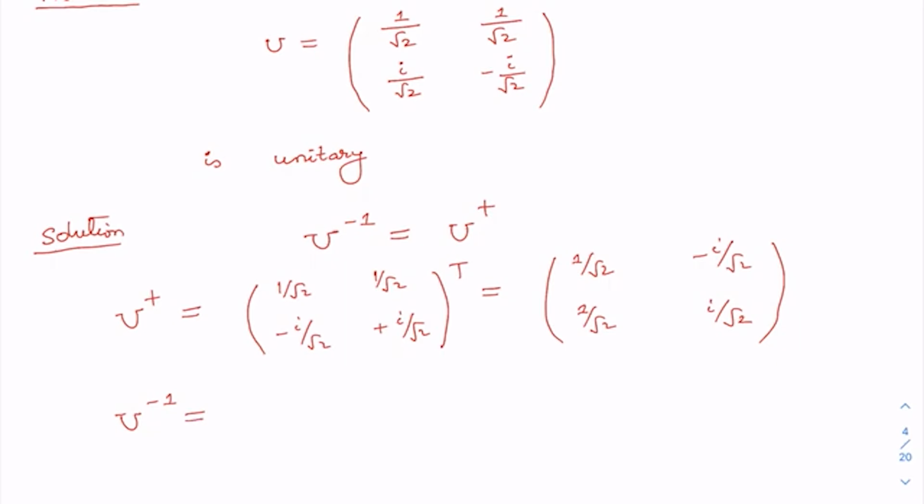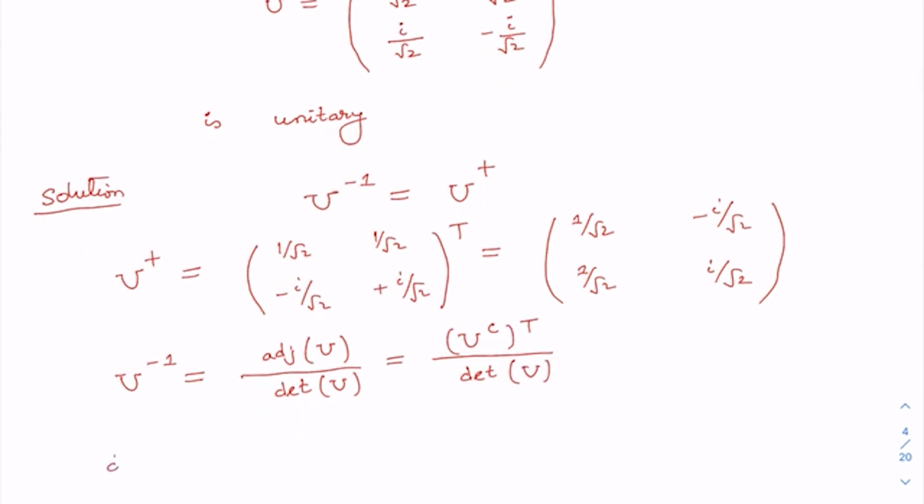U inverse is equal to adjoint of U divided by determinant of U. And what about adjoint of U? Adjoint of U is the cofactor matrix of U, and then you take the transpose and then you divide it by determinant of U. Now determinant of U is easy to find.